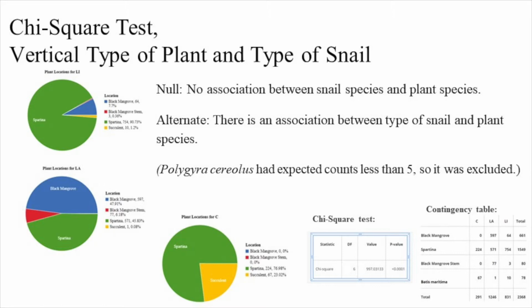Since the p-value is less than 0.05, that indicates association between vertical location and type of snail, which verifies what we saw in the bar graph. Littoraria angulifera prefers black mangroves, and Melampus coffeus and Littoraria irrorata prefer Spartina, which you can see in the circle graph.